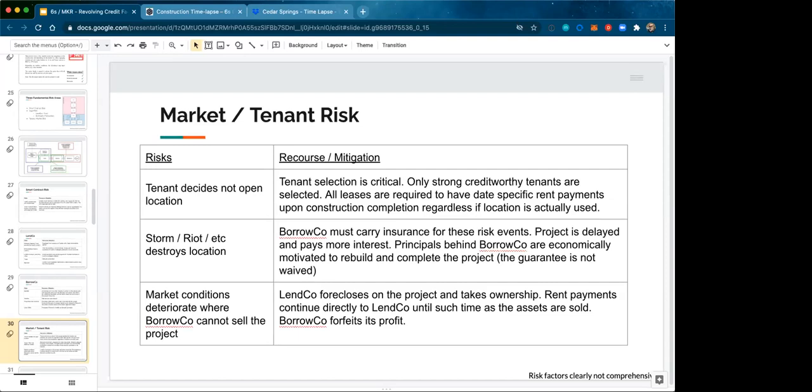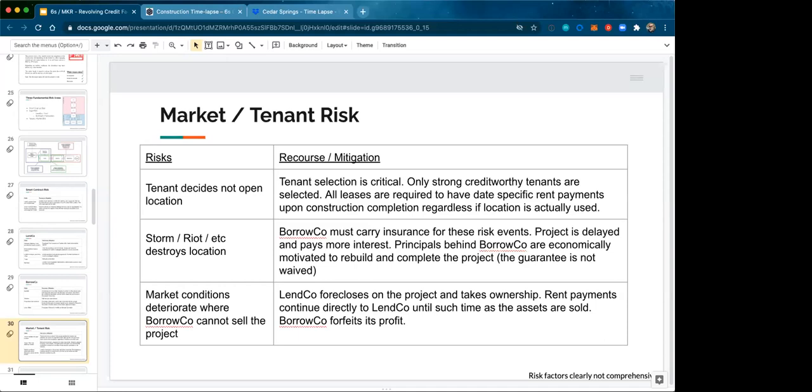So we can cause borrowers to have insurance. We can't obviously control the weather or the storms, but if there is an environmental issue that causes a massive destruction, insurance will reimburse them and they can continue with their projects.